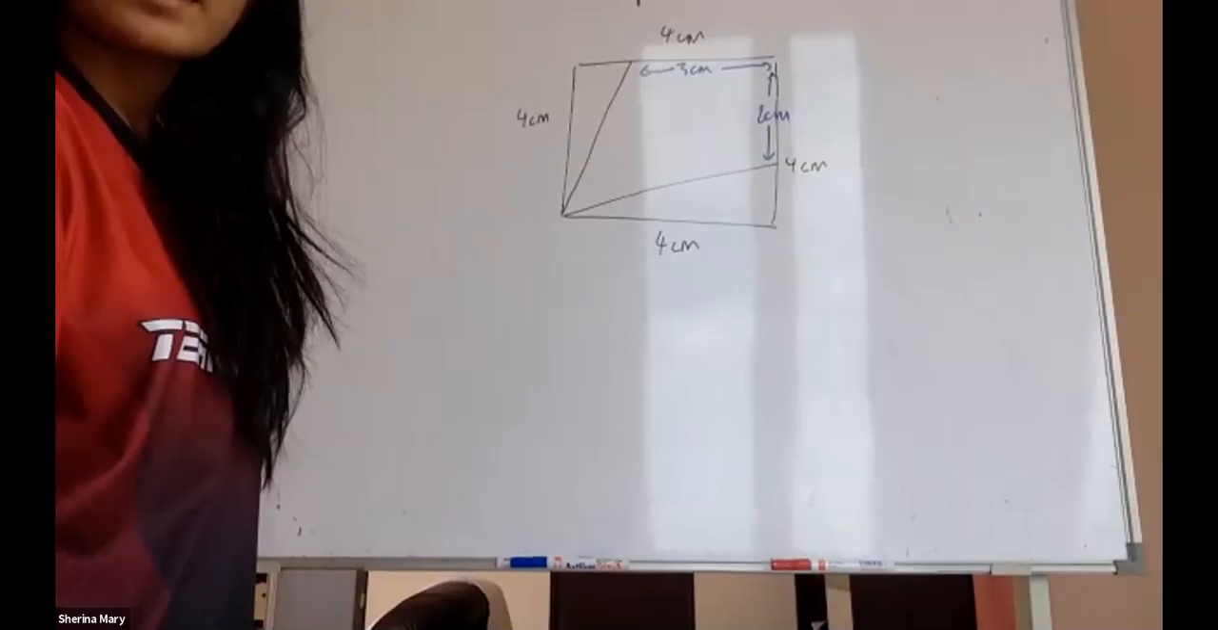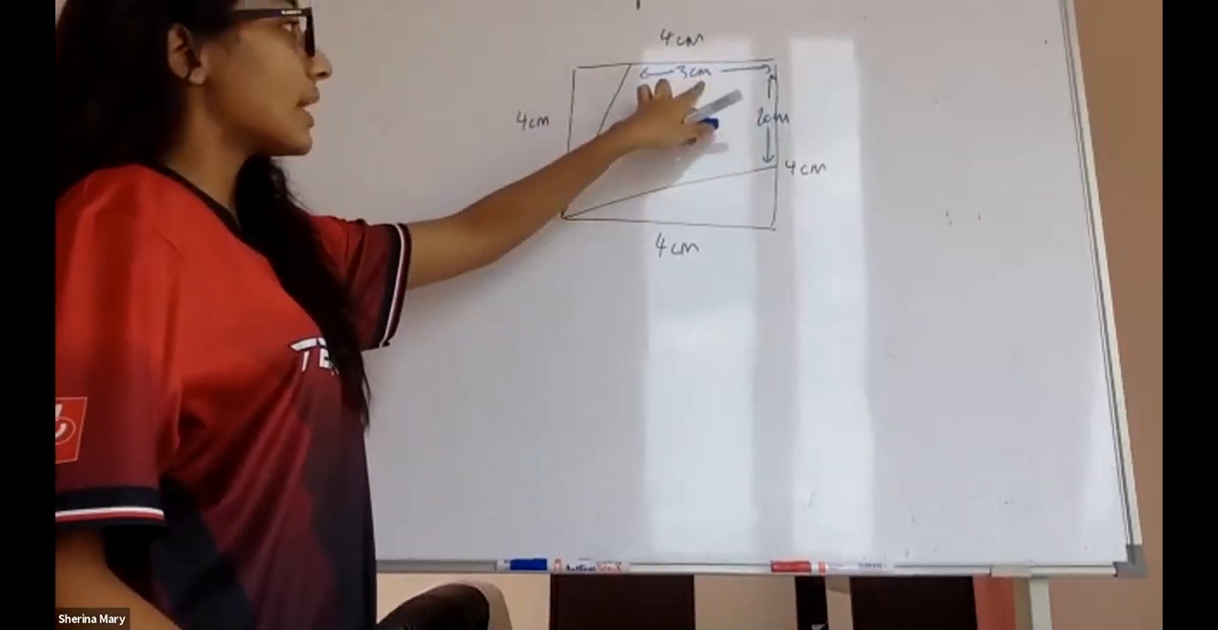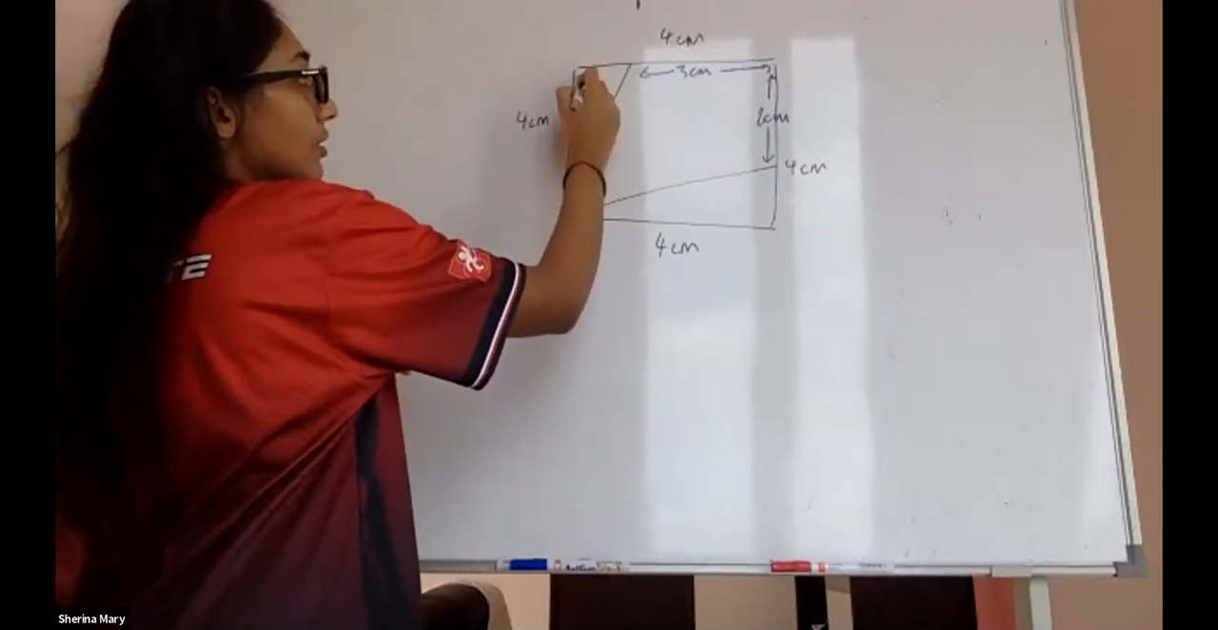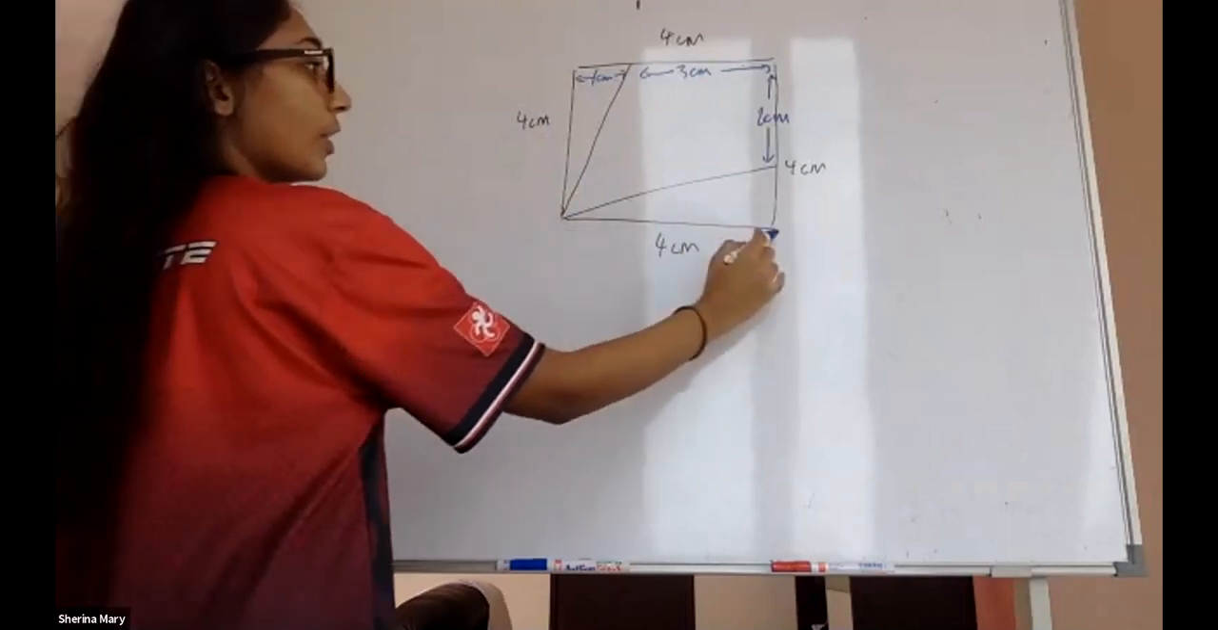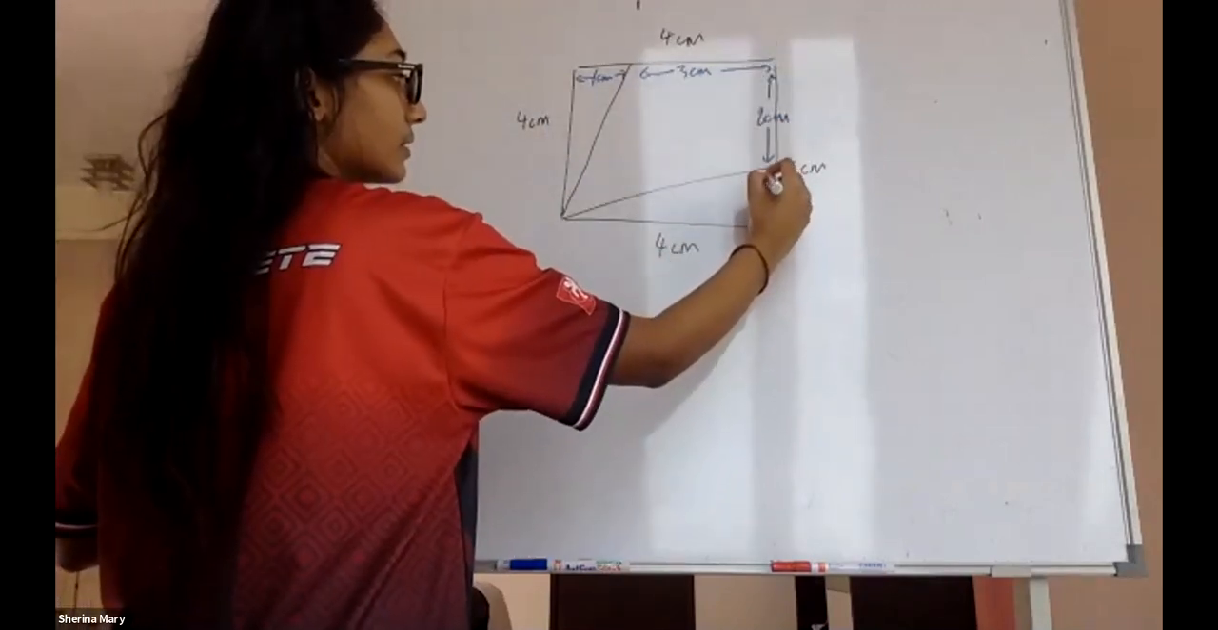Okay. So now, if this whole thing is 4 cm and this is 3 cm, this is how short? 1 cm. Okay, and then this is 4, this is 4. If this whole thing is 4 and this is 2, this will be what? 2 cm.